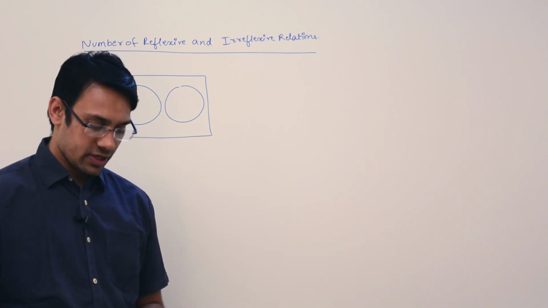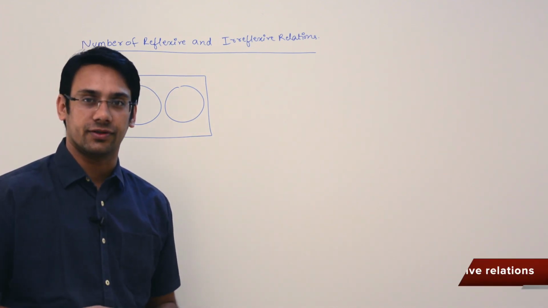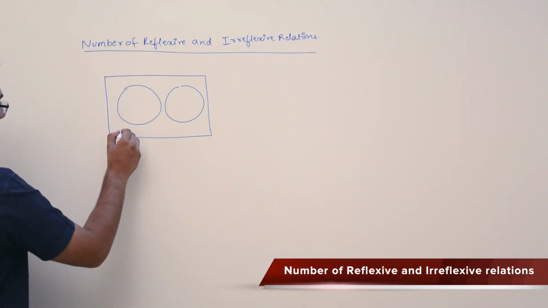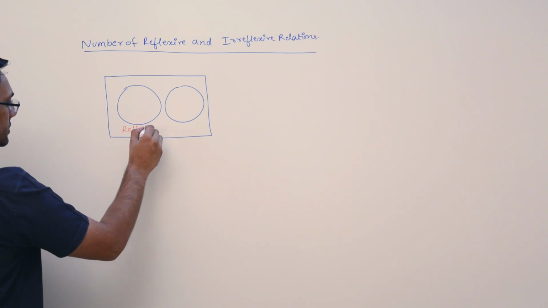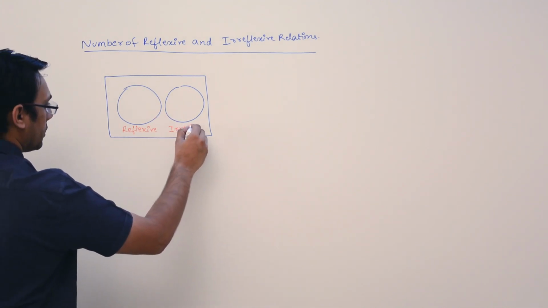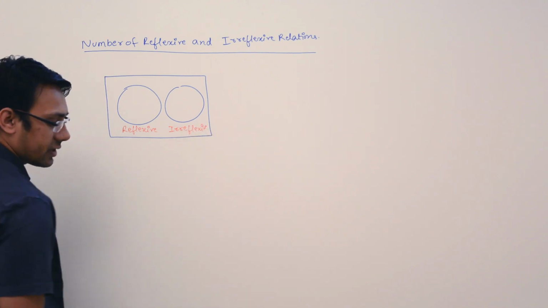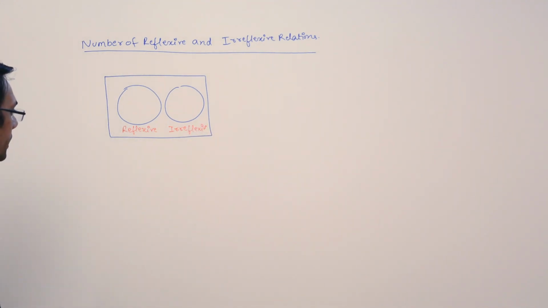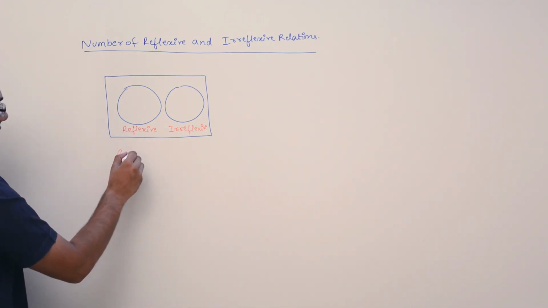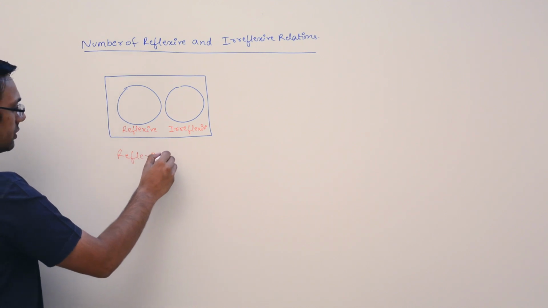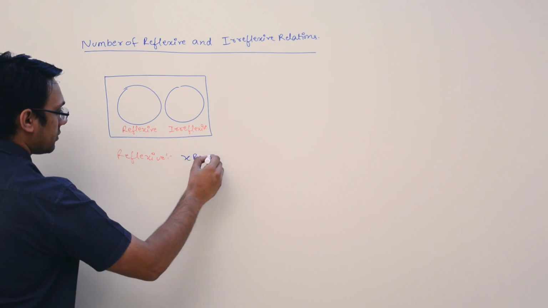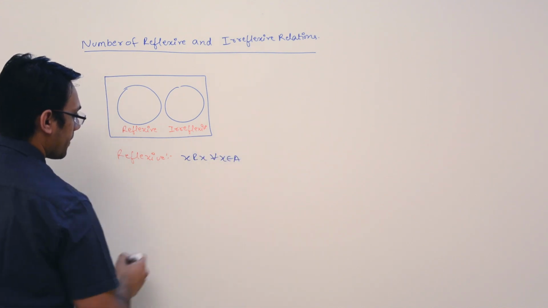Now let us look at the set of relations which are reflexive and irreflexive and the number of those relations. So assume this is a set of reflexive relations, and this is a set of irreflexive relations. Now we know what is a reflexive relation. In case of reflexive relations, we should have the pair XRX for all X belonging to the set A, right?